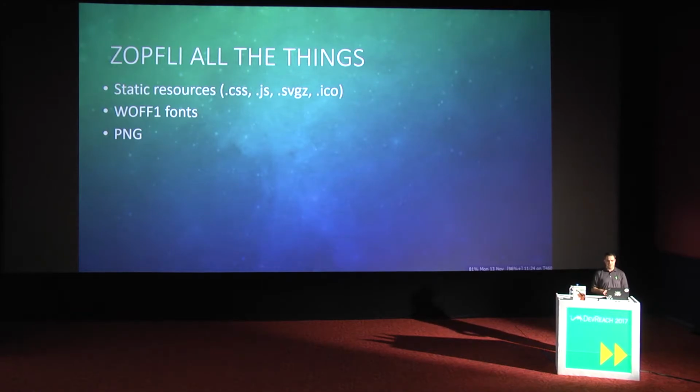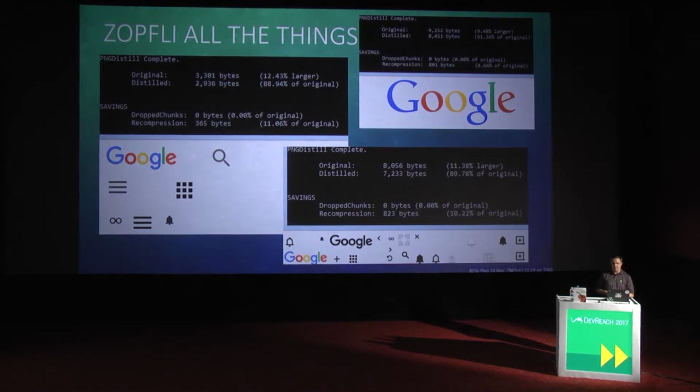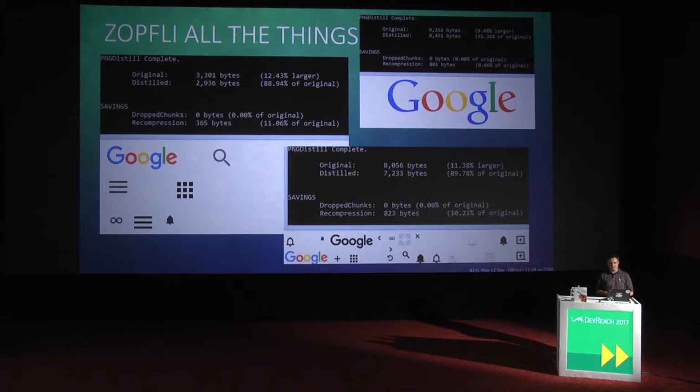If you've got static resources, JavaScript, CSS, SVGs, icons even, WOFF1 fonts, and PNG, you should Zopfli all of that stuff. Here's some examples of some of the PNG files. You can see that, in the Google logo, for instance, you can save almost 9% of byte weight, or 10% of byte weight for that sprite map at the bottom, by using Zopfli to recompress.